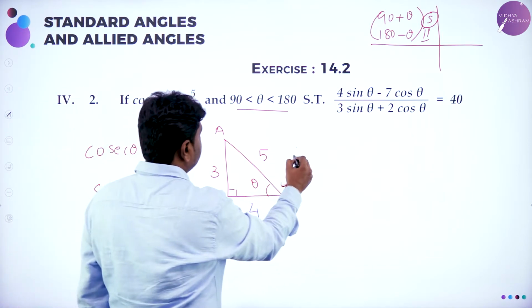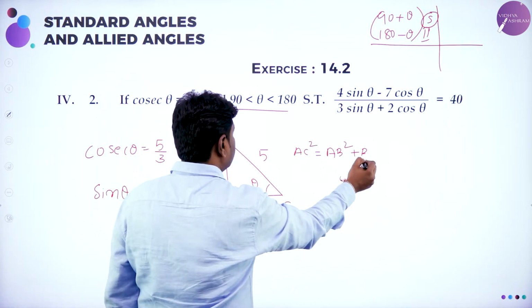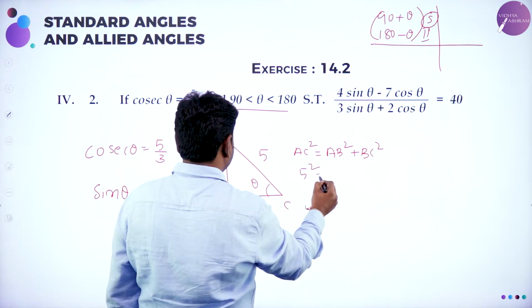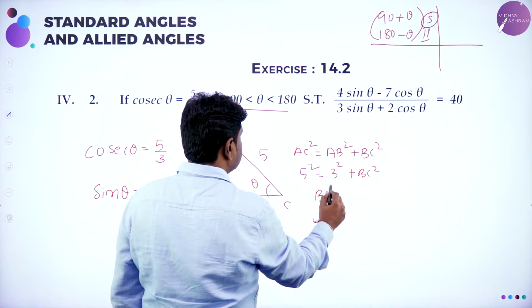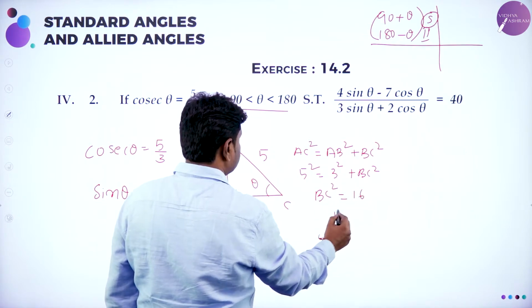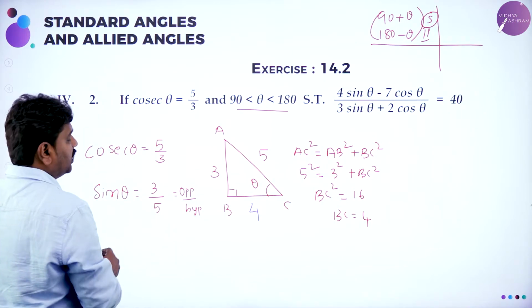Or use Pythagoras theorem. If you use Pythagoras theorem, what is Pythagoras theorem? AC square is equal to AB square plus BC square. You will get the same. That is 5 square is equal to 3 square plus BC square. From this if you solve, you will get BC square is equal to 16 and BC will become 4. Fine. Now we got sin theta and we need cos theta.